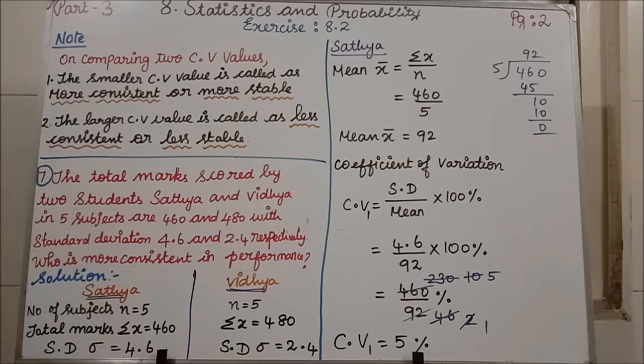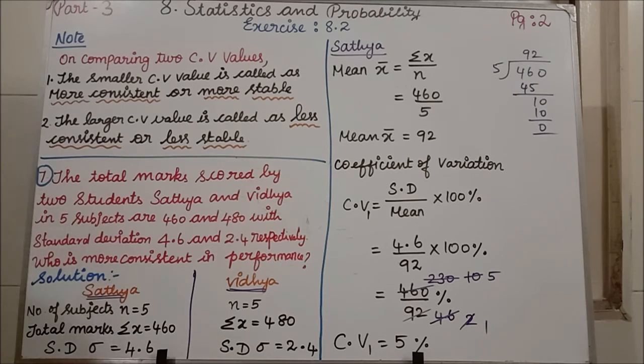Okay, now for more consistent means what? We have to find the coefficient of variation value only. For coefficient of variation, what are the values we need? We need sigma and mean value. We have the sigma value, but do we have the mean value in this? We don't have it. We only have to find it.